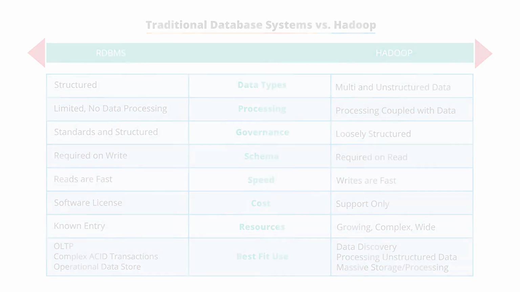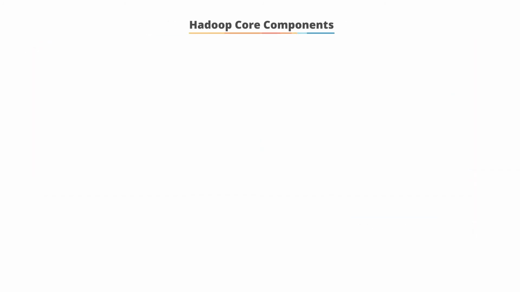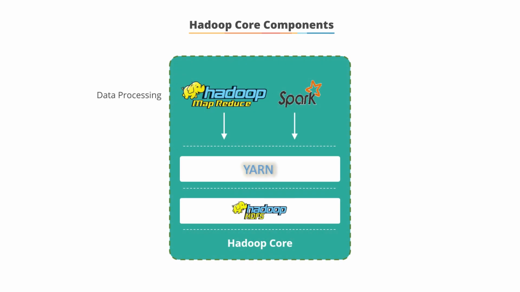processing. So what are the Hadoop core components? Well, there's three: processing, resource management, and storage. Processing of the data is done by frameworks such as MapReduce or Spark. Resource management is done by a cluster resource manager called Yet Another Resource Negotiator, popularly known as YARN. Storage is done by Hadoop Distributed File System, also called HDFS. These three components of Hadoop are closely connected.